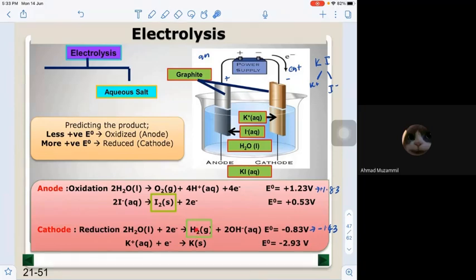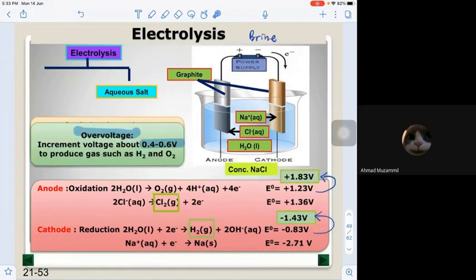Why H2 instead of K? Because of the E0 that is less negative. More positive, reduced. Less positive, oxidized. That's all. So all these examples that we have discussed just now are when our electrolytic cell is using inert electrodes. They are all using graphite as the electrode, meaning that the electrode does not get involved in a reaction.